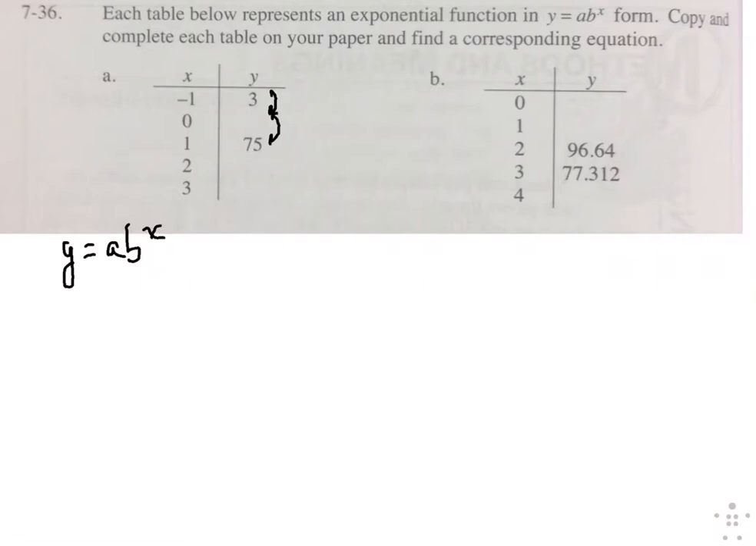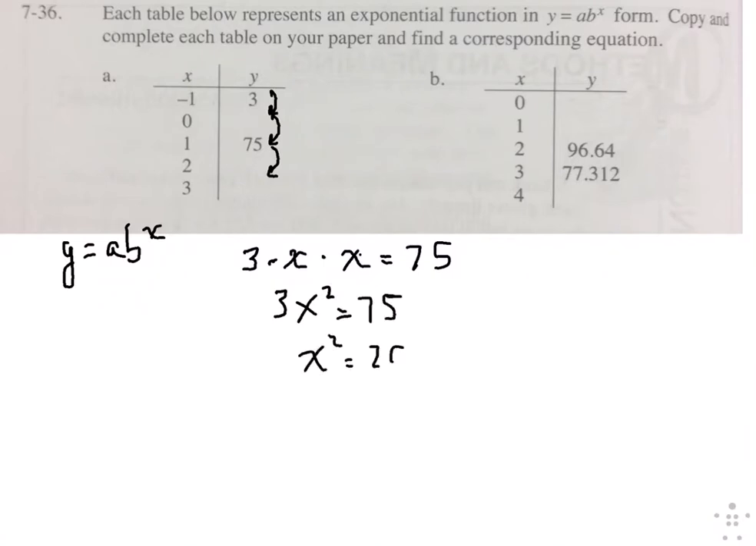So let's find the multiplier. The multiplier is what we multiply each time to get to the next one. If they're right next to each other, we can divide, but in this case we're not. So the first time we multiply 3 times something, times x, and then we multiply by x again, and that gets us to 75. So we have 3x squared equals 75, x squared equals 25, and x equals 5, because clearly negative 5 isn't the multiplier because we're getting positive.